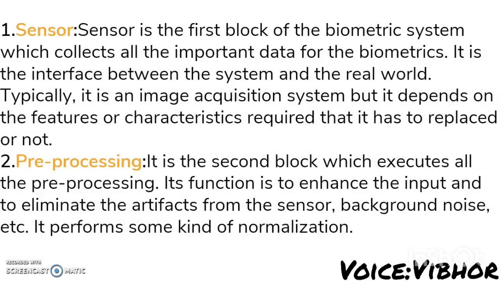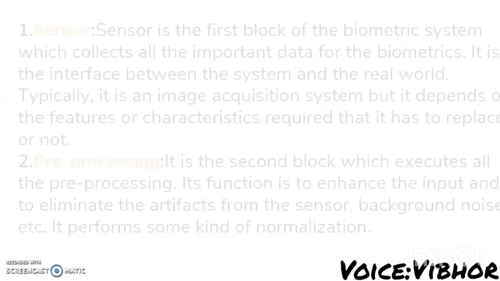What is a sensor? It is the interface between the system and the real world. It is an image acquisition system, but it depends on the features or characteristics required whether it has to be replaced or not. Now, the pre-processing function is to enhance the input and to eliminate the artifacts from the sensor, such as background noise, etc. It performs some kind of normalization on the system.